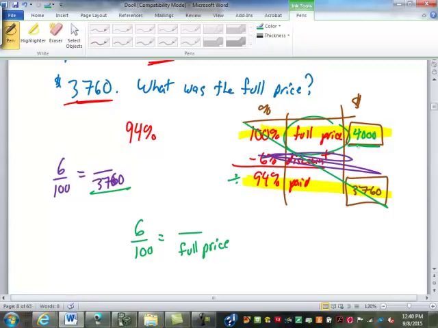But the key is that 6% does not come out of the 3,760. So we cannot do anything with the 6% and the 3,760 together because they're not related to each other in any way. The 3,760 is what's left over after the 6% is taken out, which makes it related to 94%.